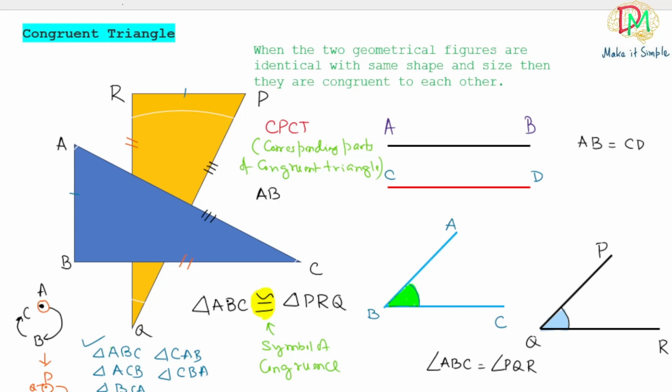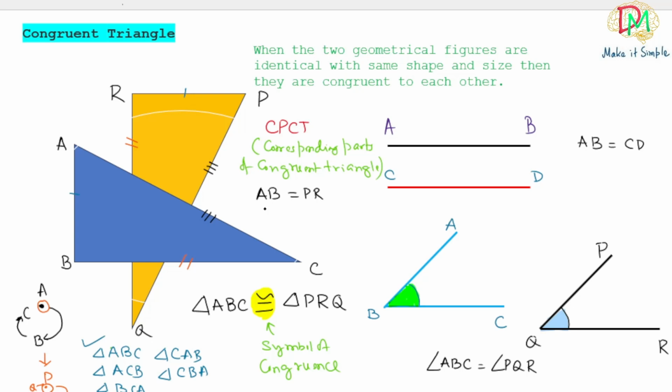How can you identify this? You must follow the orientation again. When you follow AB, which part is the corresponding part? We start from A, then move to B. So here we start from P and move to R. So AB is equal to PR.